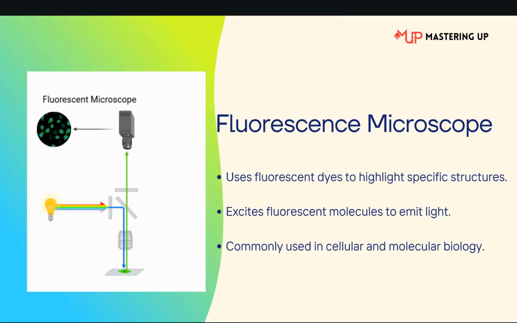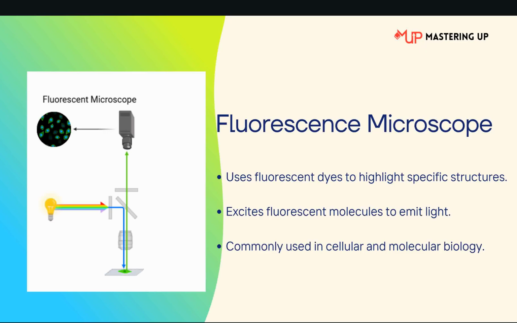Now let's see fluorescent microscopy. Fluorescent microscopy takes advantage of the ability of certain substances to emit light when excited by a specific wavelength. Fluorescent dyes are used to label specific molecules within the cell's structures such as proteins, DNA, or organelles. When the specimen is exposed to a specific wavelength of light, these fluorescent molecules absorb the energy and then emit light of a different color, which can be captured to produce highly detailed images.